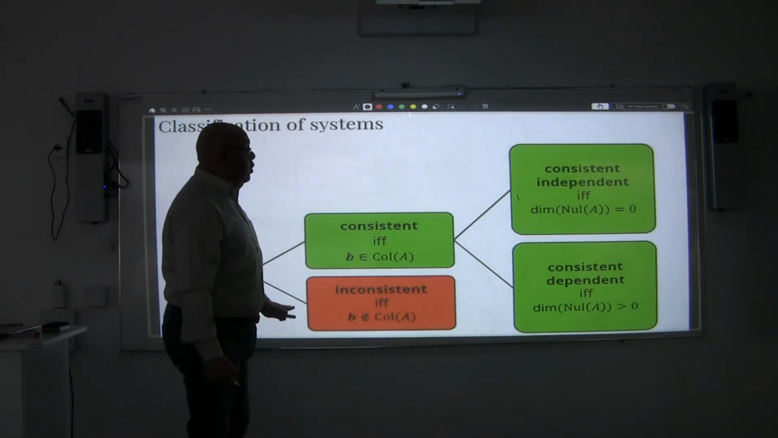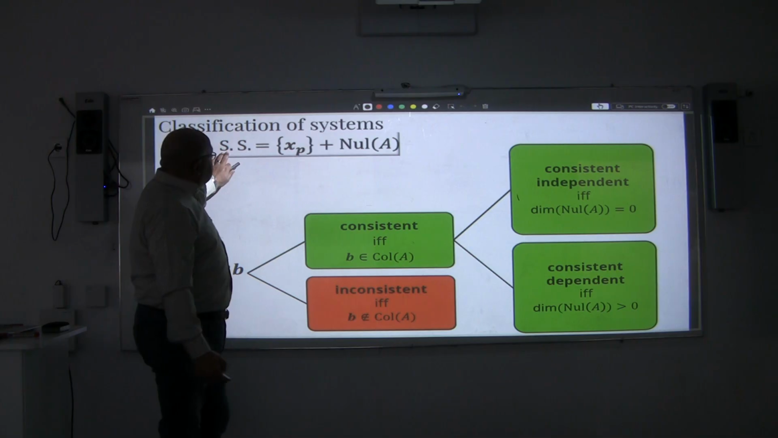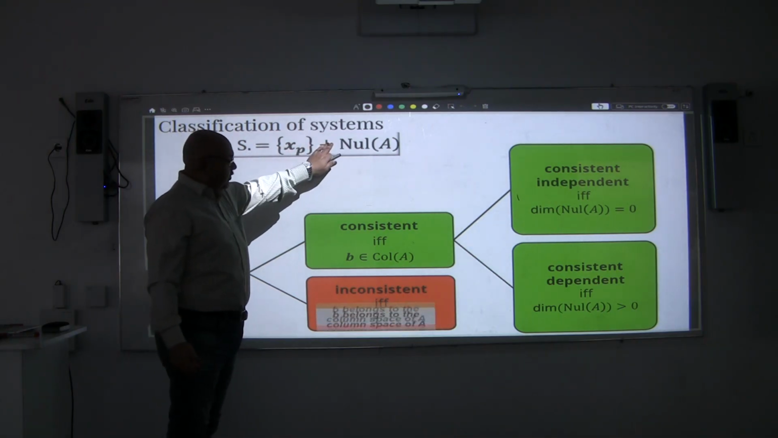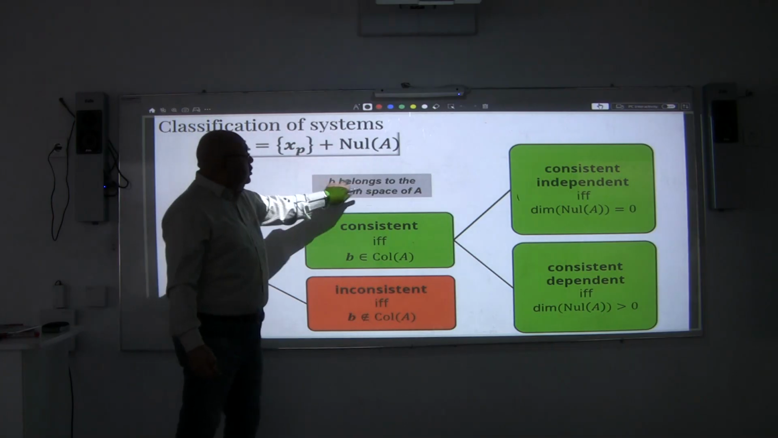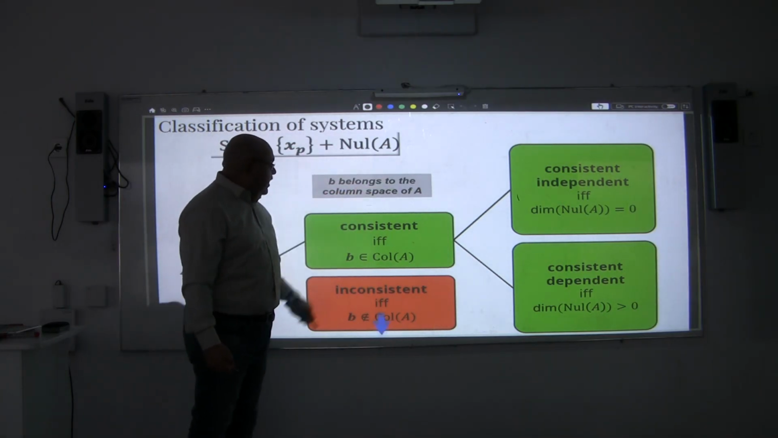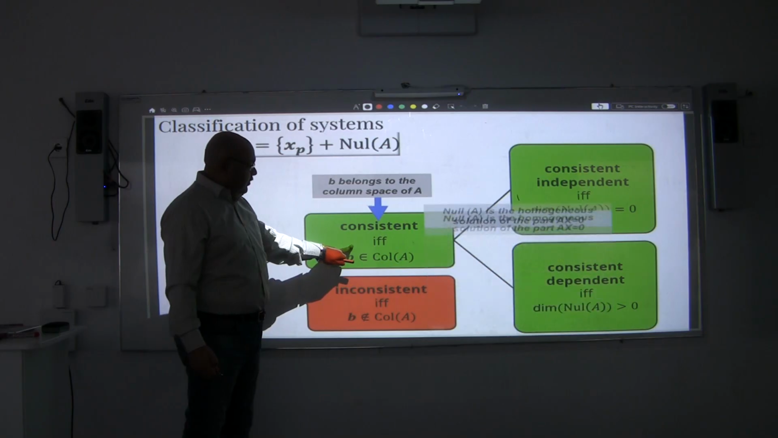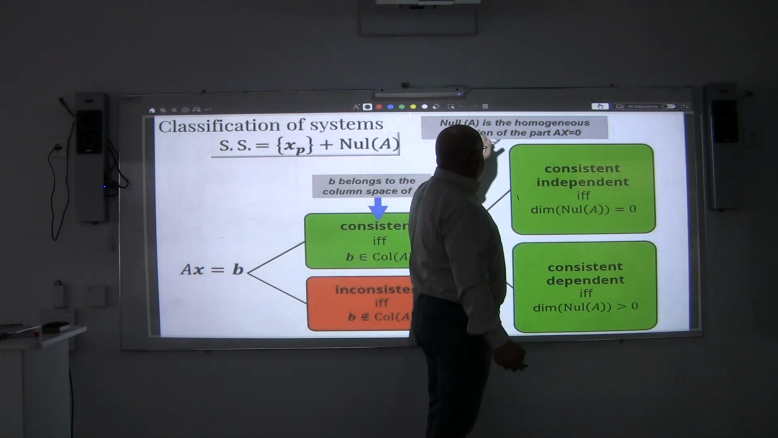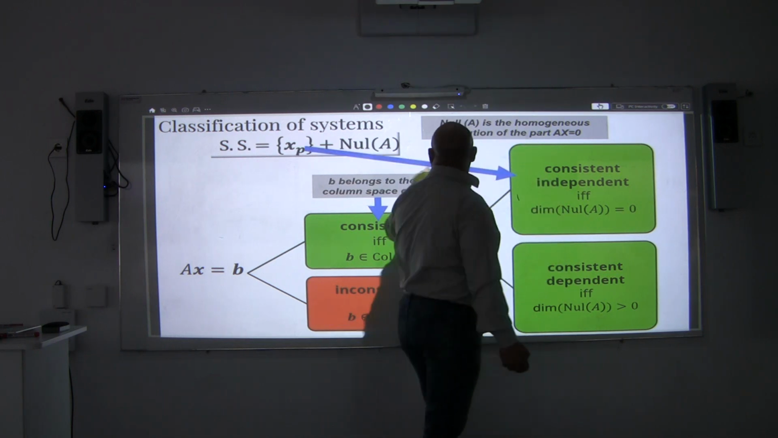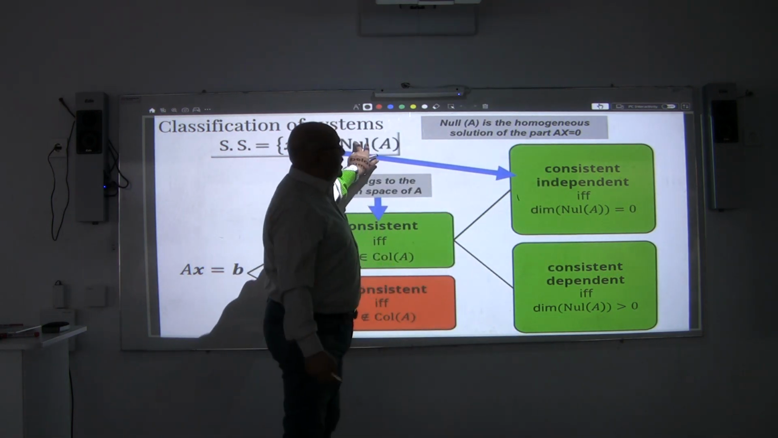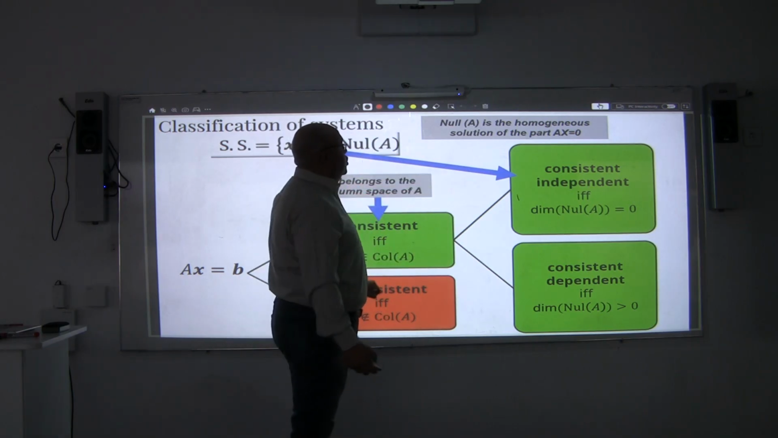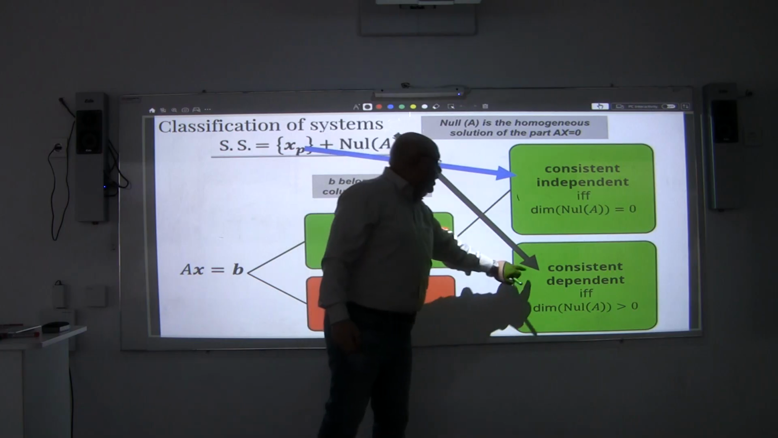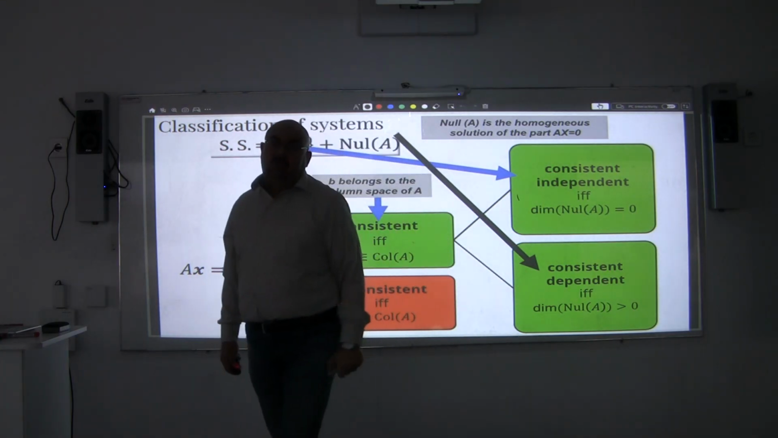I made it once more for you, stating the fact that the solution set is the particular solution plus null of A. If B belongs to the column space of A, then you will have a consistent system of equations. Null of A is the homogeneous solution of the AX part, and if null of A is equal to 0, you will have a consistent independent system. Otherwise, null of A exists, so you will have a consistent dependent system of equations.